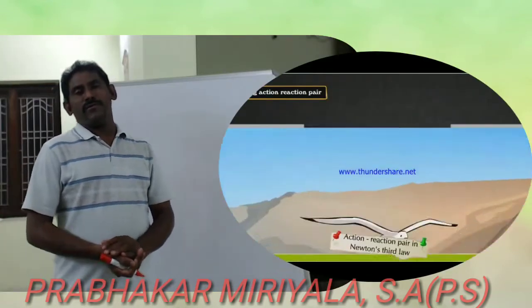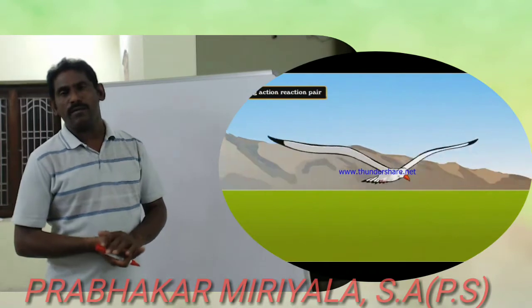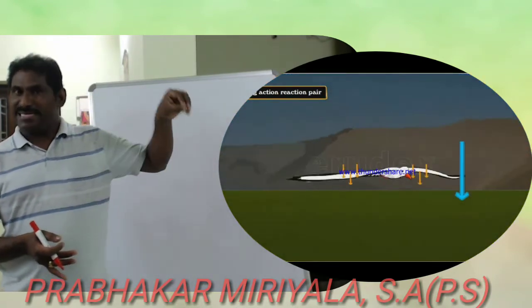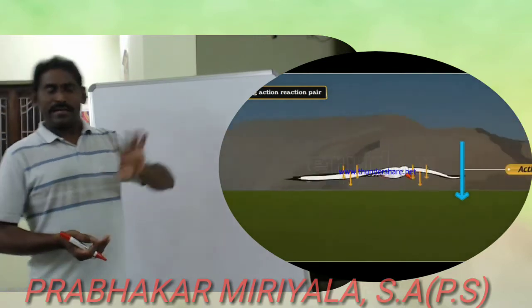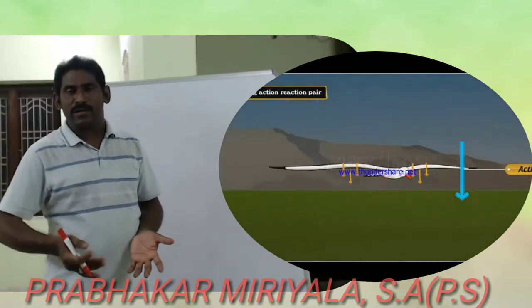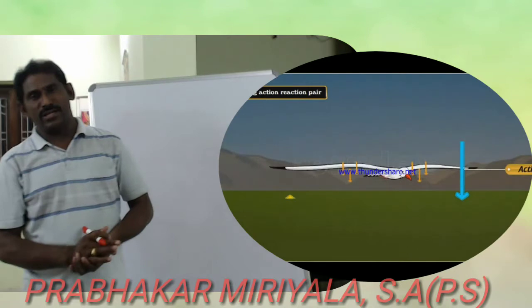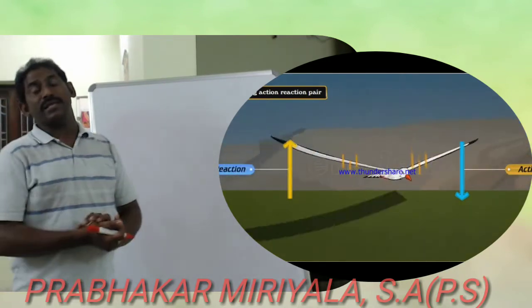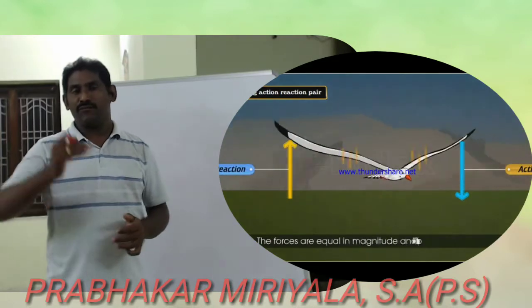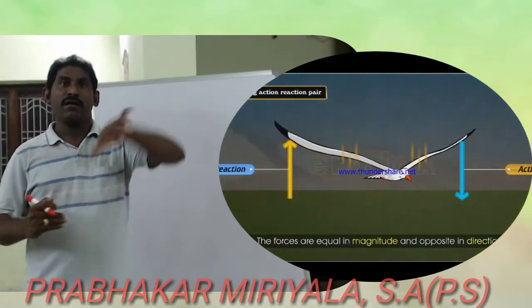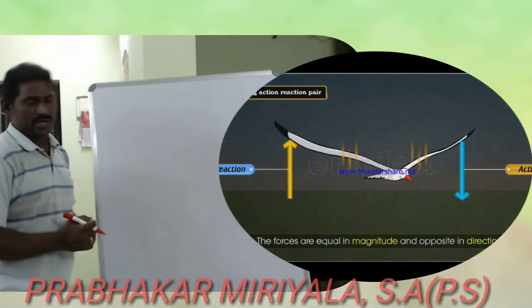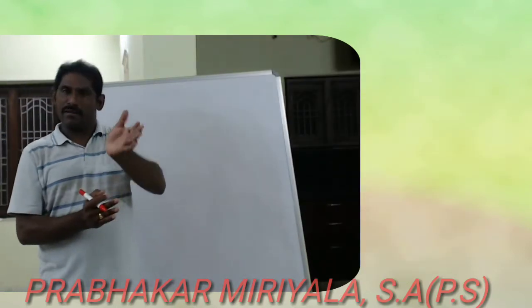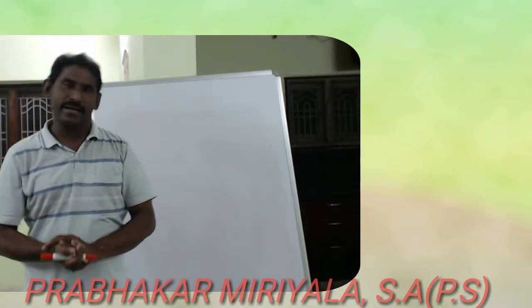If you observe a flying bird, the bird exerts some force on the atmosphere with its wings. As the opposite reaction, the atmosphere pushes the bird in the upward direction. Here the force exerted by the bird on the atmosphere is considered as action, and the force exerted by the atmosphere on the bird is called reaction. So here action and reaction are equal in magnitude but opposite in direction.